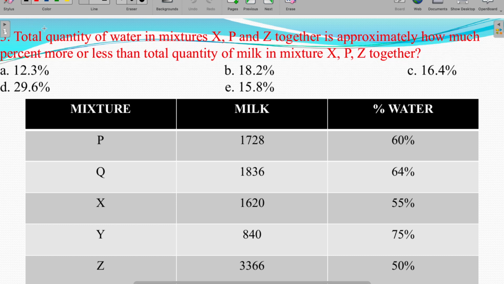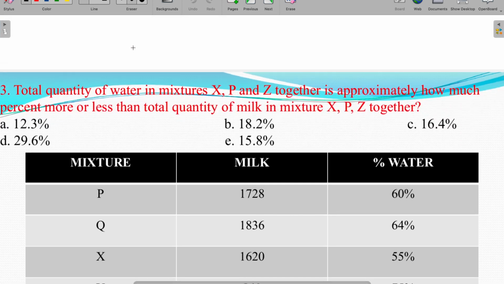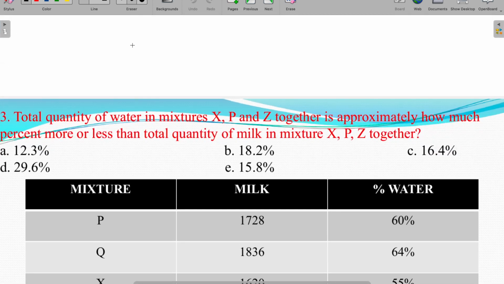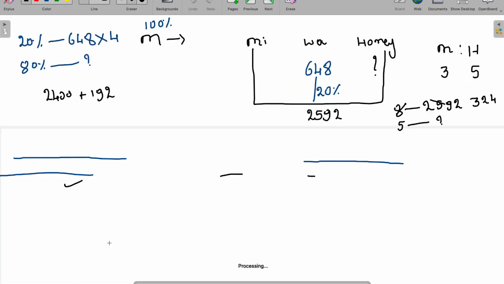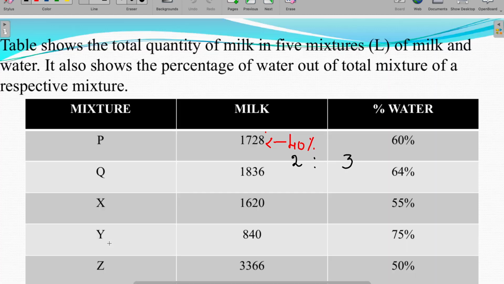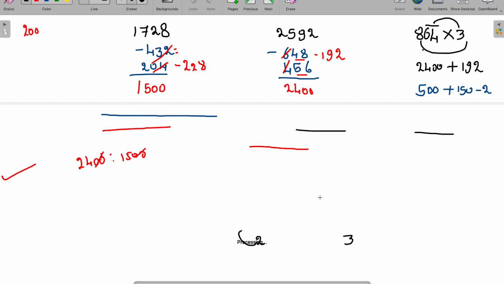Now the question is, the total quantity of water in mixture X, P, Z together, approximately how much percentage more or less than the total quantity of milk in the XPZ? First I need to find out water in XPZ. Already we found out in X, sorry, not in P, because the first question, if you remember, there you found water. If you see that question data, that's why it is important. Each and every question is important. Here you found out this data.